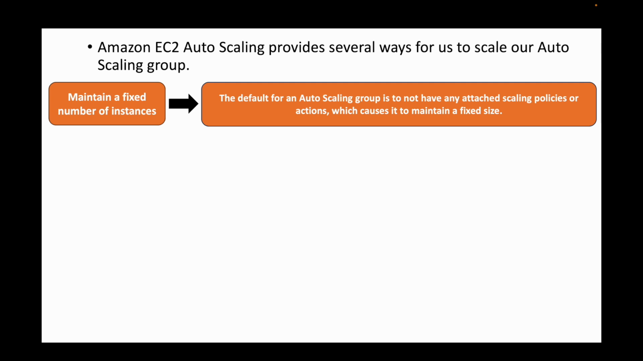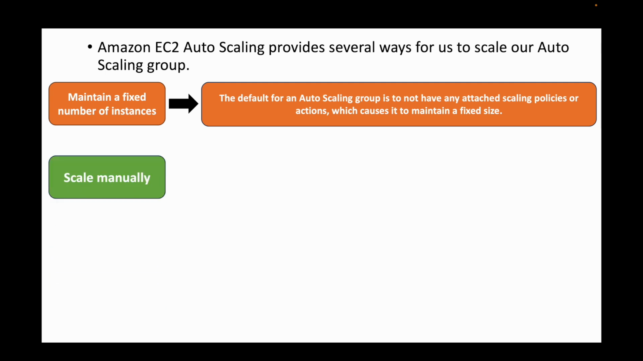For example, let's say 5 EC2 instances. So that size is going to be fixed, and the auto scaling group will maintain that size for us. So here we will not be having any scaling policies or any actions, and this is going to be the default one. By default, when we are creating the auto scaling group, this is what you will get.